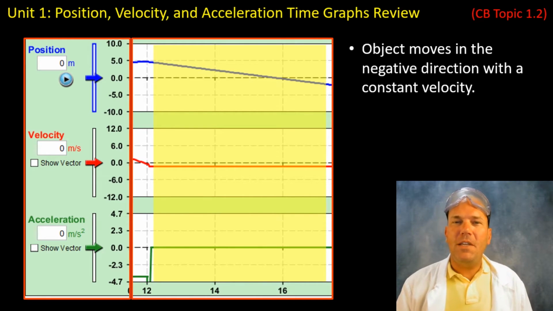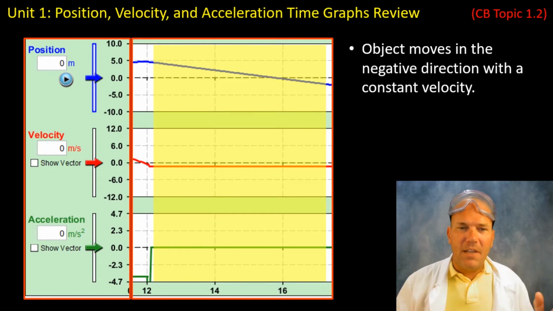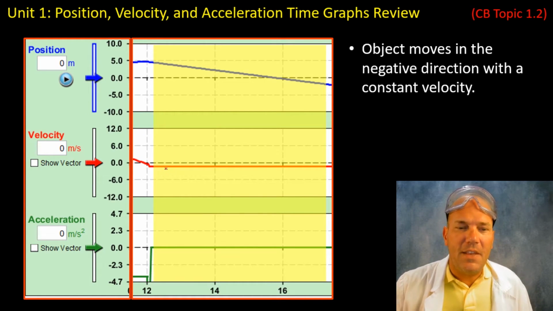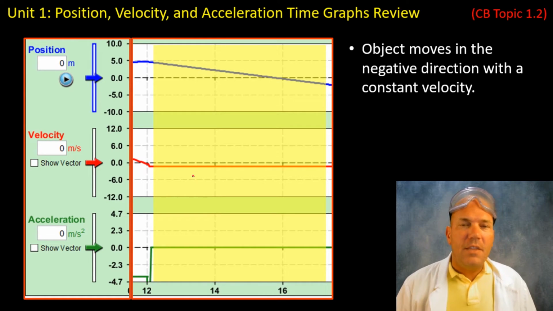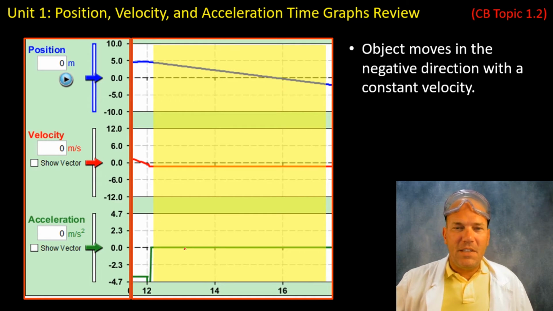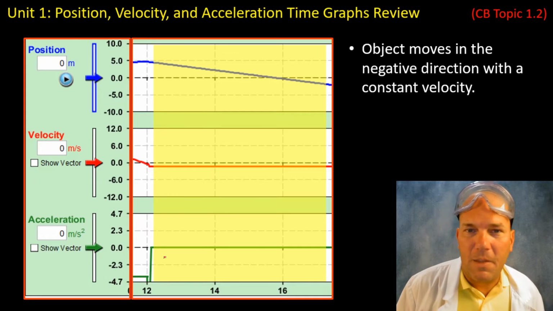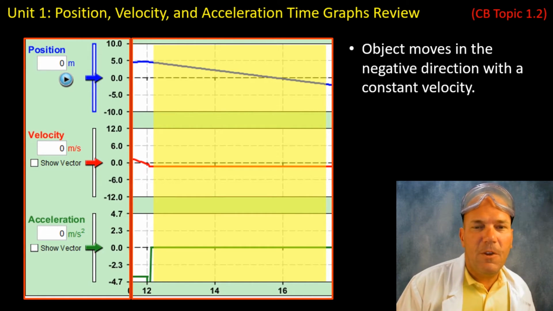We can tell by looking at the position time graph, which has a constant negative slope. We can then look at the velocity time graph and see it is indeed constant and negative. And if velocity is not changing, then we do not have acceleration. And we can see this as well on the acceleration time graph, that the acceleration is indeed 0.